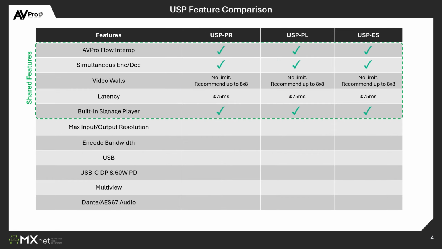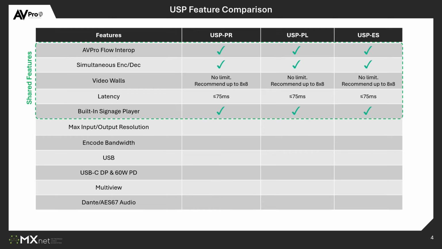We'll start with features that are shared across all three USP models. I mentioned in the beginning AVPro Flow, and third-party interoperability is a core functionality of USP, so all three of them will have this capability. All three models are also true transceivers, meaning that they can simultaneously encode and decode through the HDMI in and HDMI out. This brings flexibility to system designs, allowing one physical endpoint to connect to both a source and a display at the same time.